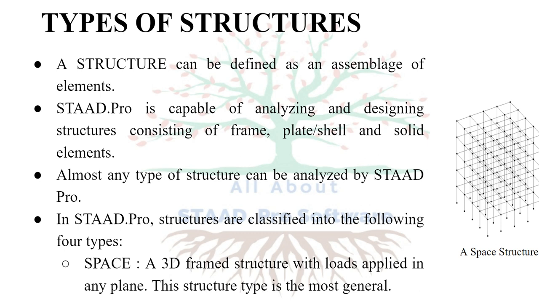Staad Pro is capable of analyzing and designing structures consisting of frames, plate or shell and solid elements. Almost any type of structure can be analyzed by Staad Pro software. In Staad Pro, structures are classified into the following 4 types. First one, space. A 3D framed structure with loads applied in any plane. This structure type is the most general. If we want to model, analyze and design a building, we want to use the space type. Any 3D framed structure can be analyzed and designed in a space model.